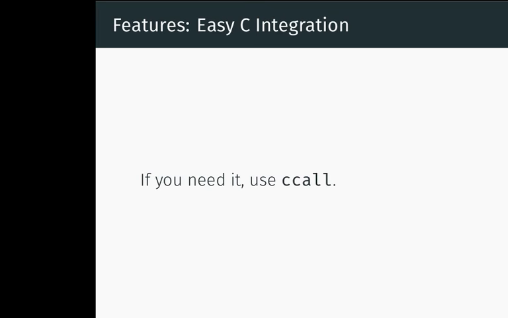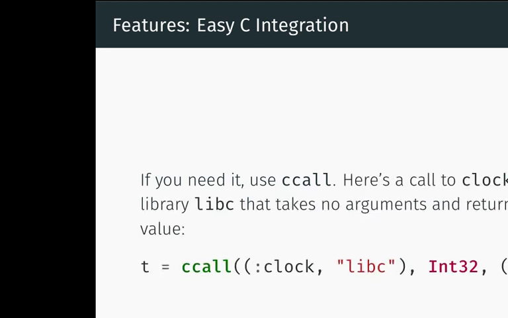Okay. If you have a C library and you really need it, there are accommodations for you. So this is a line of code that essentially just calls the clock function from the library libc. We have to tell Julia what it's going to get back. It's an Int32. And then you can pass any arguments to it you want. In this case, we don't need one. That's a C call. One line of code, no extra libraries, nothing like that.